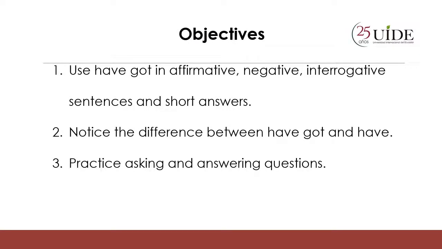Objectives. First, we're going to use have got in affirmative, negative, interrogative sentences and short answers. Then we're going to notice the difference between have got and have. And finally, we're going to practice asking and answering questions. Let's start.